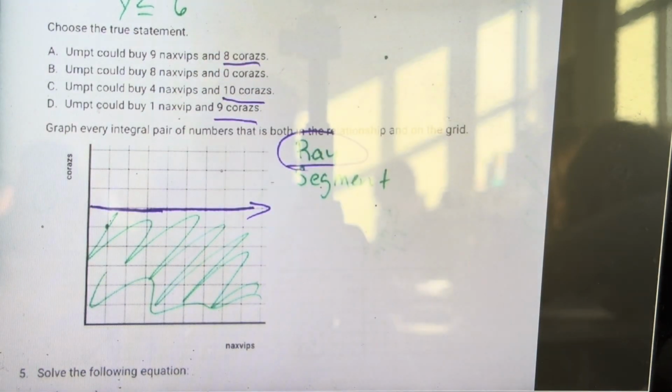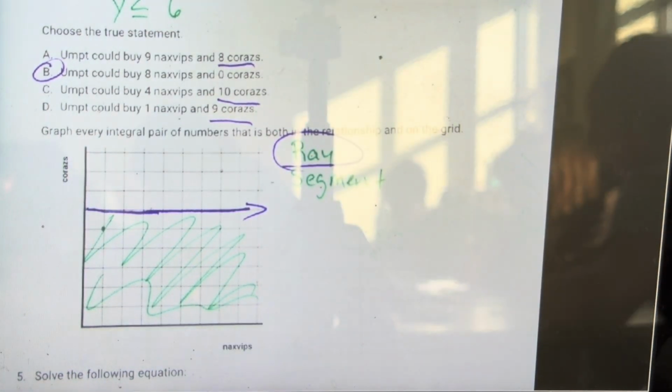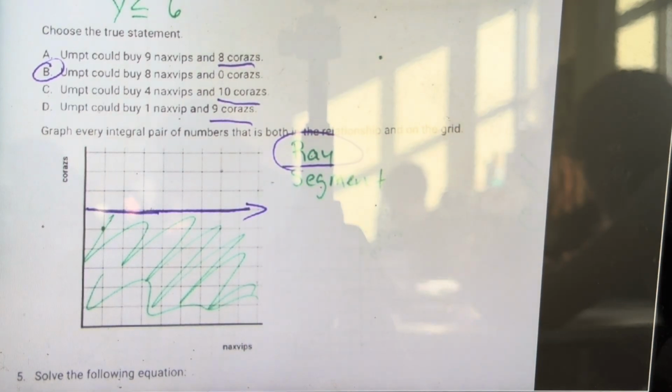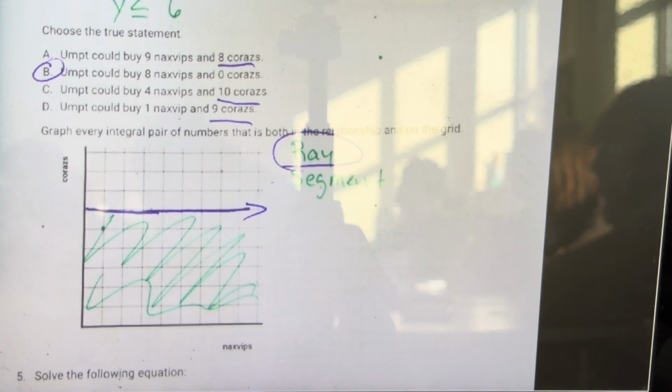No. Is 10? No. Is 9? No. Does it matter how many bumps he bought? No. Our answer is B. Is that the only answer? No. So our y value could be 6 or less.